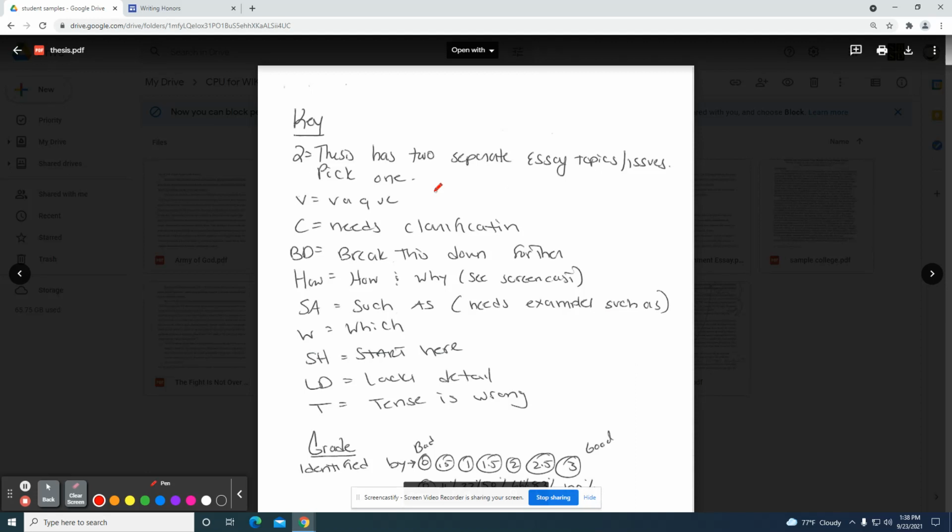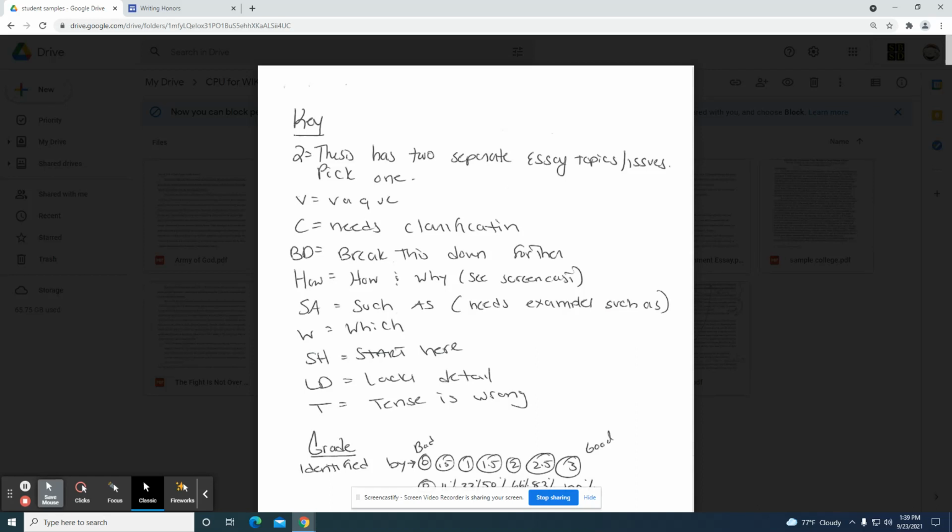What I mean by "two" is that your thesis has two separate essay topics. It possibly has two potential points to make, and you can break that down, and each one within itself is its own essay. "Needs clarification" is a reference to how and why. There is a separate screencast on this one, but when I'm asking how or why, if you can answer that question, it breaks down your thesis even further.